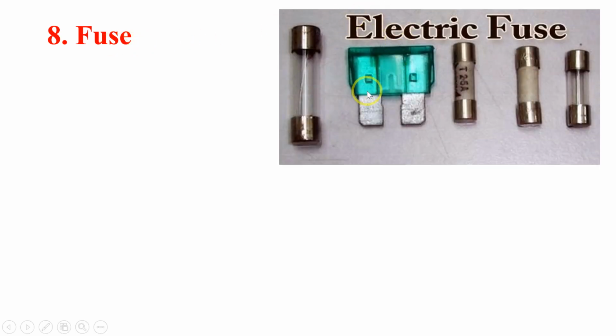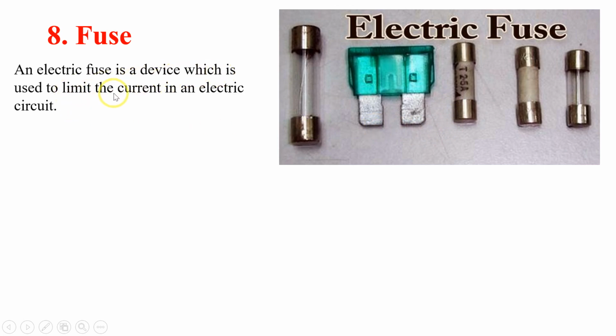Fuse. You have also heard this word at your home, that when you connect the fuse, it will light up the bulbs in your home. If you disconnect it, it will disconnect the flow of electricity in your home. You can see over here that electric fuses are of different types, and they are mainly used in electronic devices as well as at home. An electric fuse is a device which is used to limit the current in an electric circuit. It basically limits the amount of current in an electric circuit.